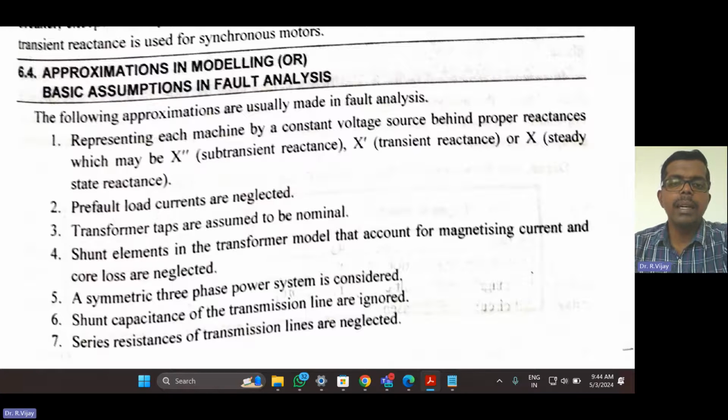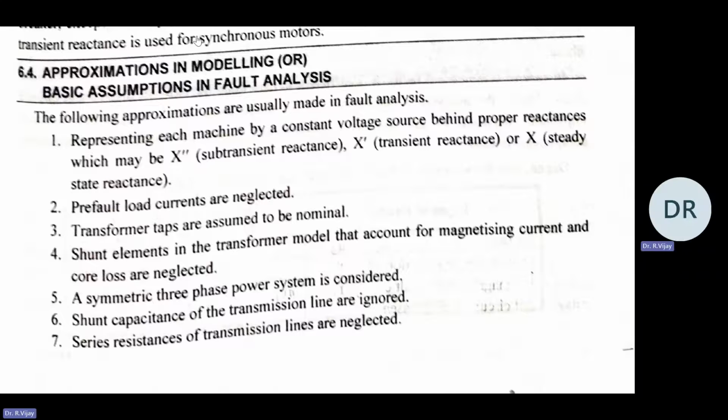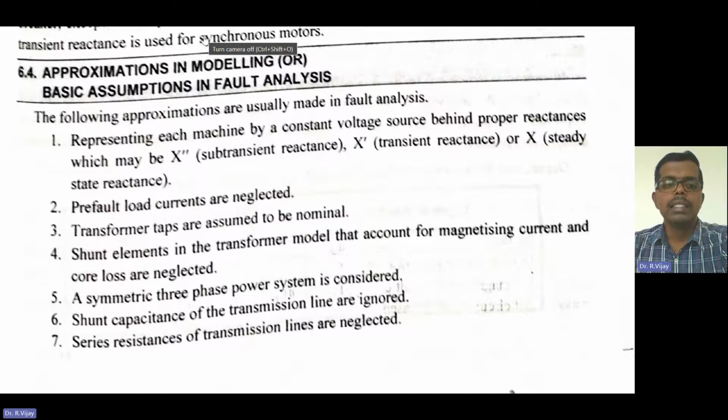Next, shunt elements in the transformer model that account for magnetizing current and core losses are neglected. So shunt elements, say for example, if you take the equivalent circuit of the transformer, there are some shunt elements also there in the transformer model. So that accounts for magnetizing current and core losses, which are to be neglected. Next, a symmetric three-phase power system is considered. Always a symmetric three-phase power system is considered.